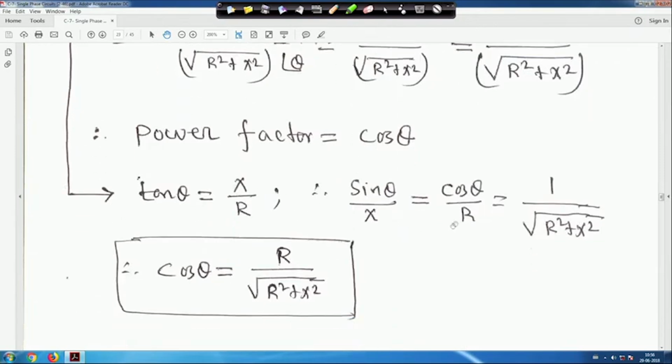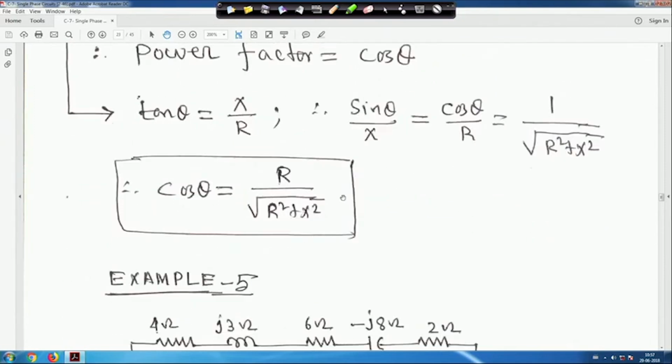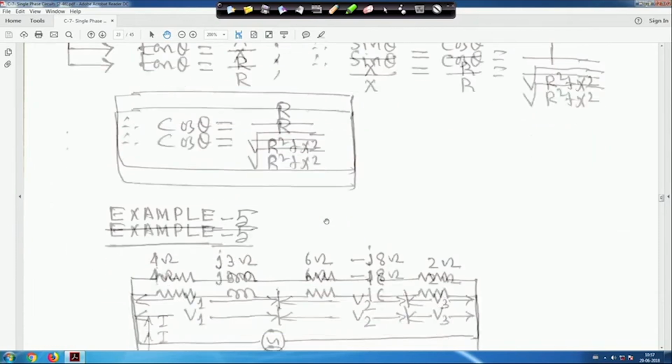This one you can write as sin theta upon x is equal to cos theta upon r is equal to 1 upon root over r square plus x square, right, because sin theta by cos theta is equal to x by r. Therefore, sin theta upon x is equal to cos theta upon r is equal to 1 upon root over r square plus x square. So, this is your cos theta, r upon root over r square plus x square, right.